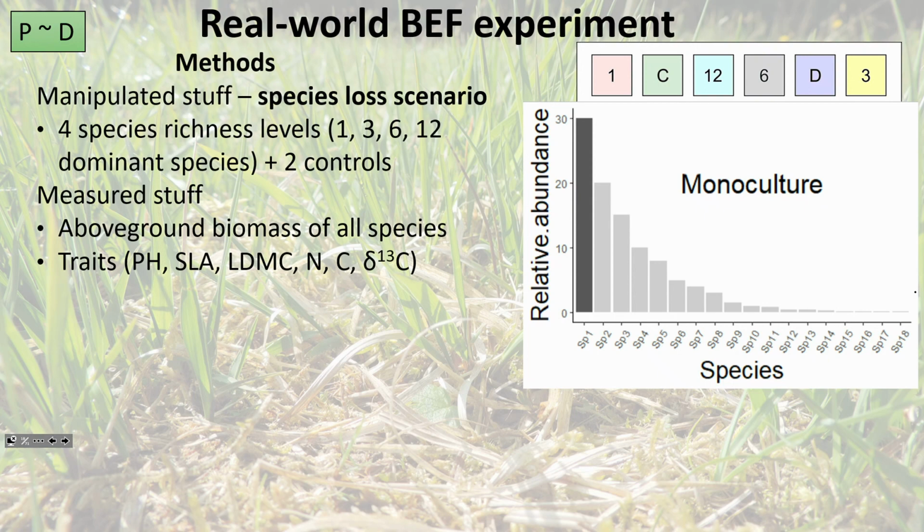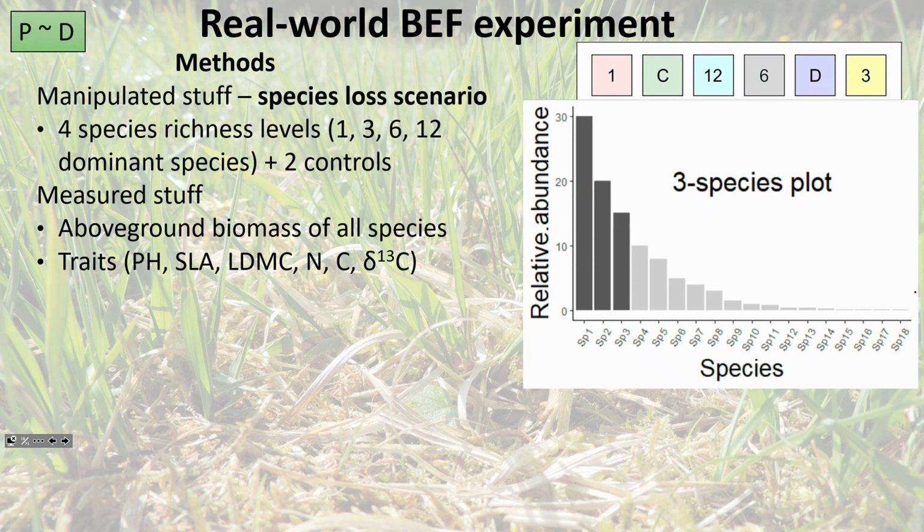most dominant species in that particular plot. If we wanted to create 3 species plots, we just took the first 3 dominant, so the composition in each plot was different, and this was how we created the diversity gradient.